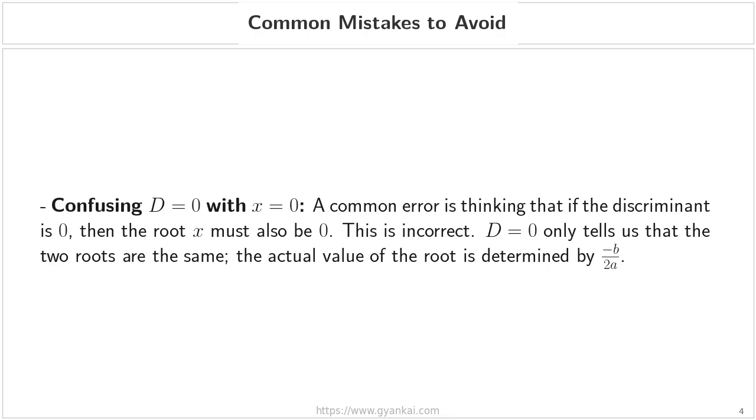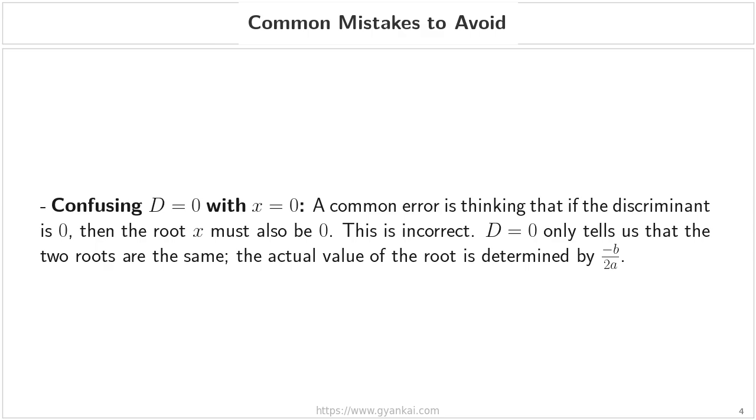First, please be careful not to confuse the discriminant being 0 with the root itself being 0. I often see students think that if d equals 0, then x must also be 0. This is a mistake. Remember, a discriminant of 0 simply tells us that the two roots are identical. It doesn't tell us what that value actually is. To find the actual value of the root, you must still use the simplified formula, which is negative b over 2a.